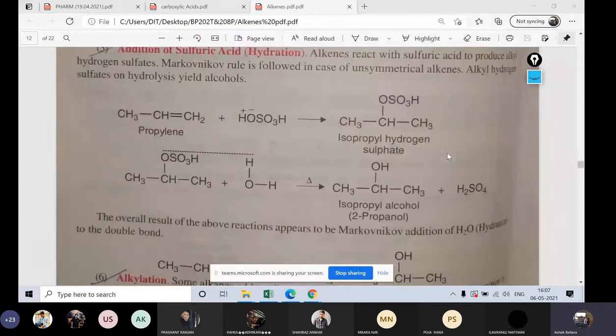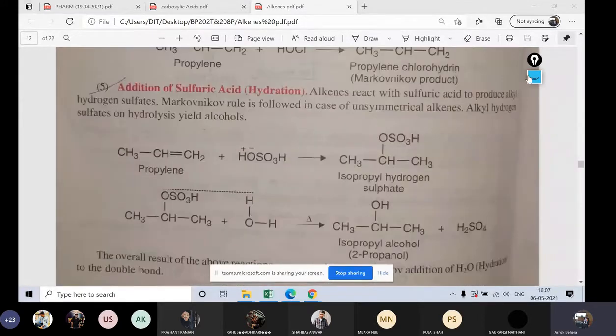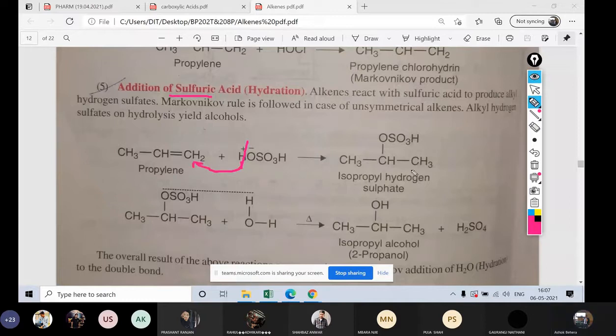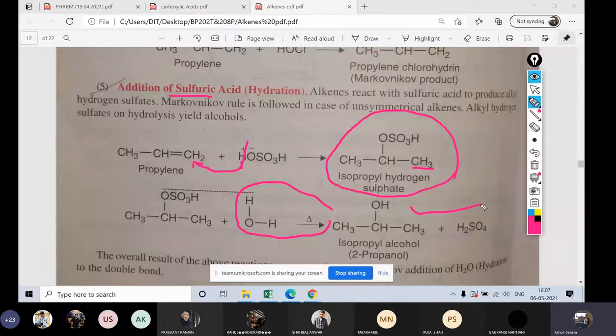Then hydration, in a similar way. This is hydration, but it is basically known as addition of sulfuric acid. H2SO4 is ionized to H plus and HSO4 minus. So H plus, the positive part, goes to the more substituted carbon. You see here the positive part has come and the negative part goes to the less substituted carbon. So this is the addition product. And again, if you pass this in water and heat, it will form an alcohol, 2-propanol.